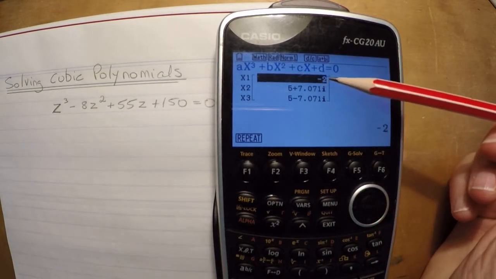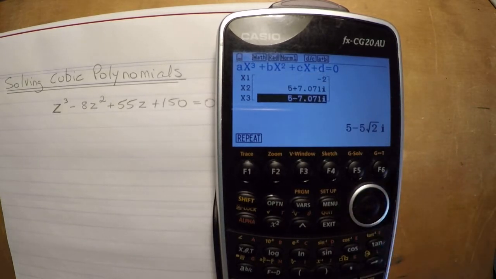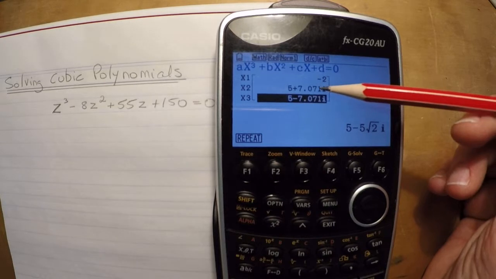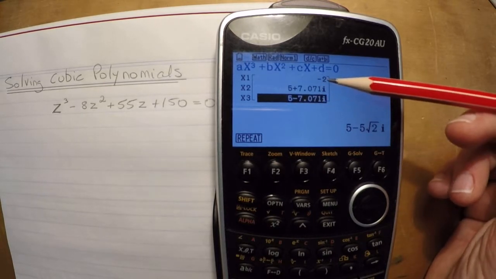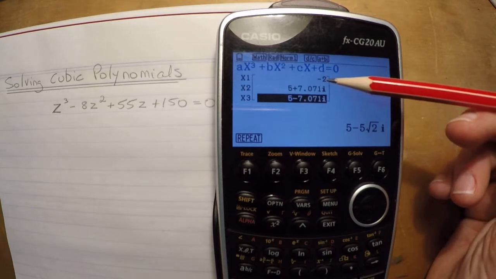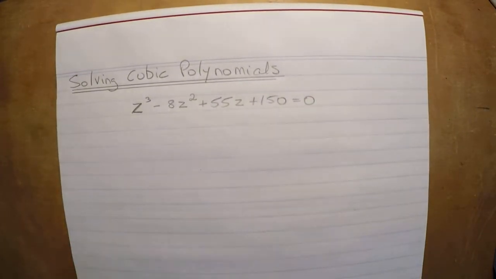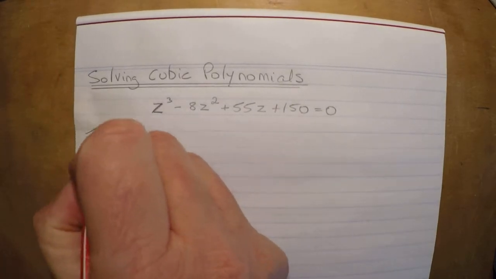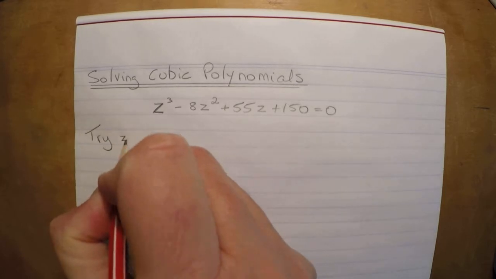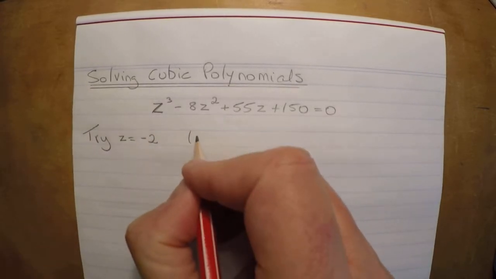The first one is the real number -2, and then the next ones, as we know from the theory, they'll be complex conjugates. So we can now pretend that we found -2 by trial and error. We still have to show a bit of working to justify why that is a zero. So we'll say try z equals -2, and then evaluate.